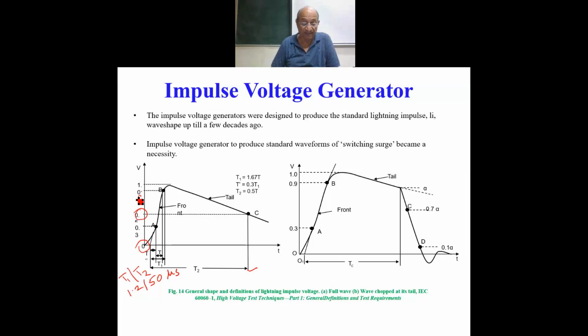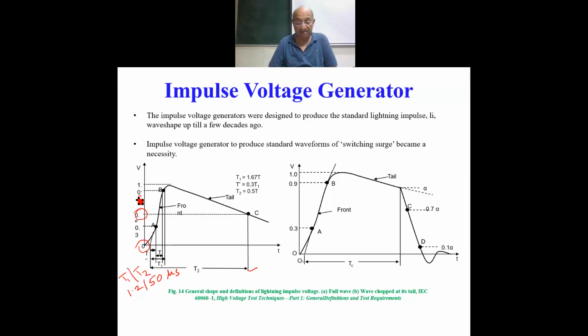0.09. So 90% of the peak value, when it reaches that time, because sometimes to define exactly the peak value is also difficult. So from, say, about 10% to 90%, that time is taken to be the rise time. And decay time, we have when it decays to 50% of the peak value. So this is how the lightning impulse is defined.